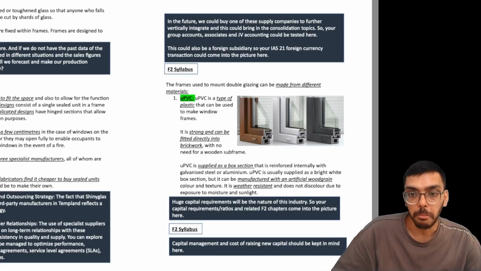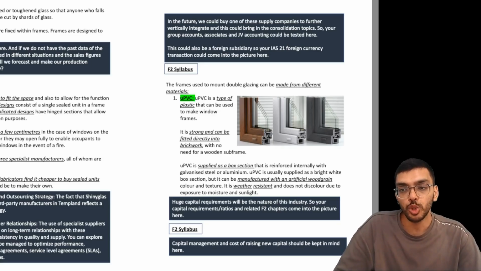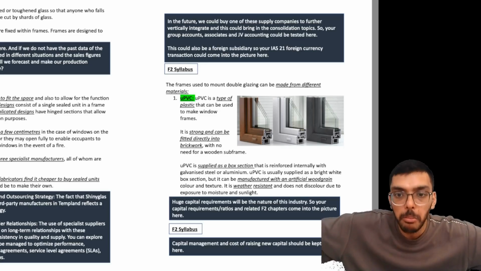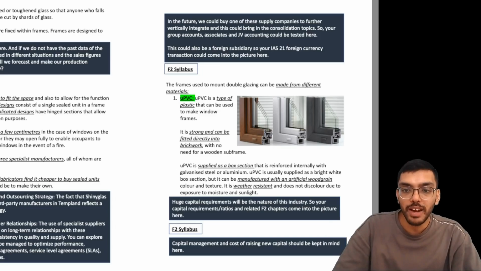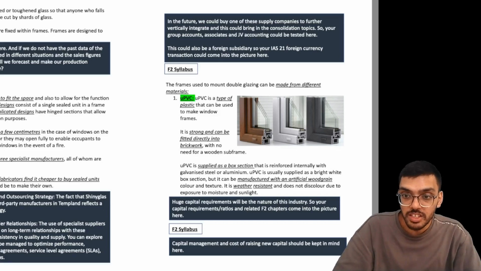UPVC is supplied as a box section that is reinforced internally with galvanized steel or aluminum. UPVC is usually supplied as a bright white box section. It comes as a big box. But it can be manufactured with an artificial wood grain color and texture as well. So colors can vary.